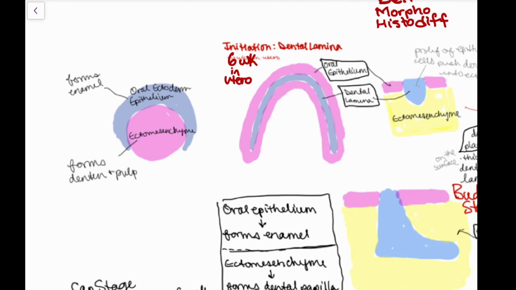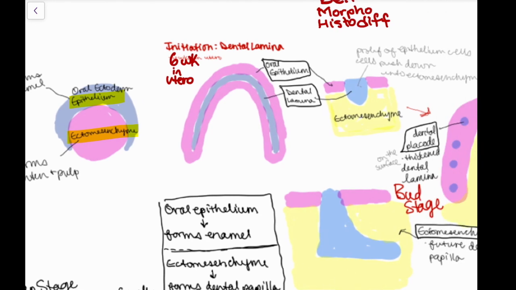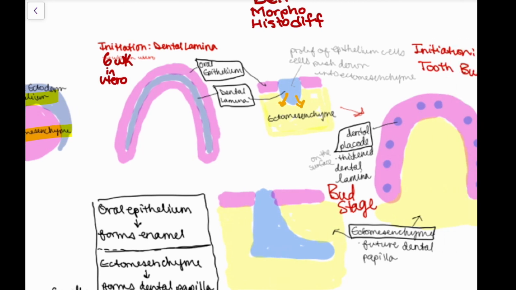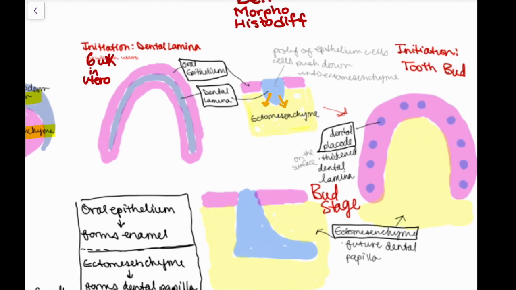And this does look like the teeth, so just remember the outside layer will form the epithelial and the inner layer will form the ectomesenchyme, which comes from the neural crest cell origin. Those epithelial cells will start proliferating in a downward direction, as you can see, into the ectomesenchyme, and that will form 20 placodes or 20 spots where a tooth will start forming.